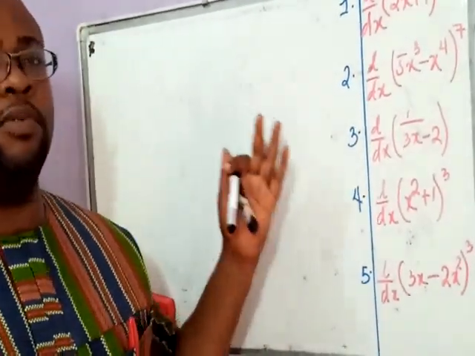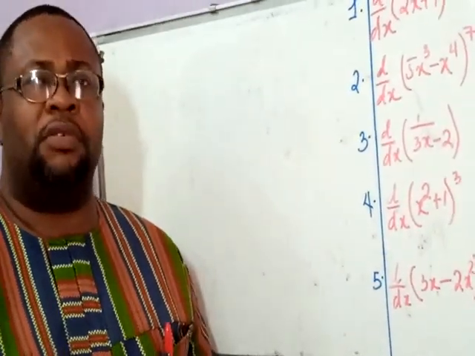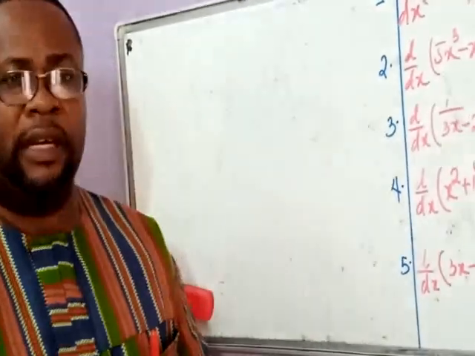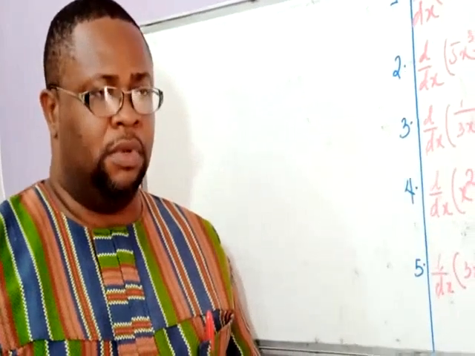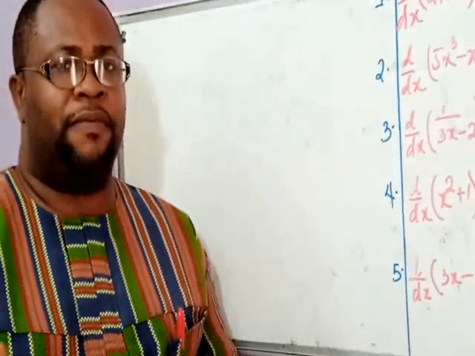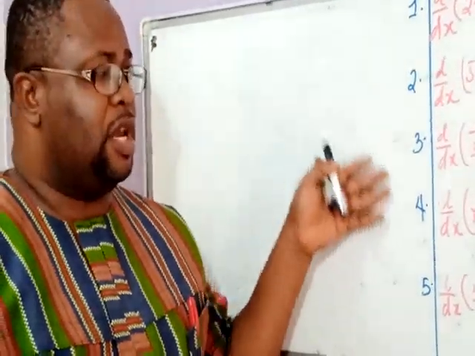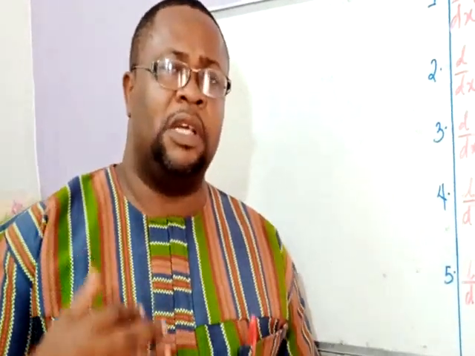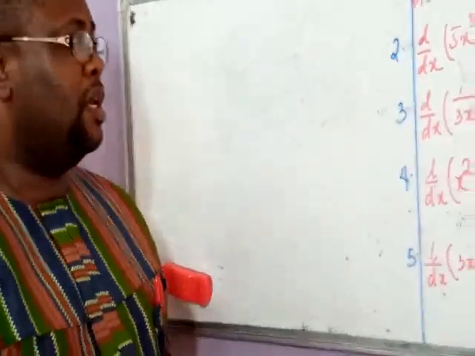We have some problems to solve. In my recent videos, I've been trying to explain in the very simplest manner the outside-inside rule, a much more simplified version of the chain rule. We have about 5 problems here to help us understand this concept of the outside-inside rule. Now come with me to the board.